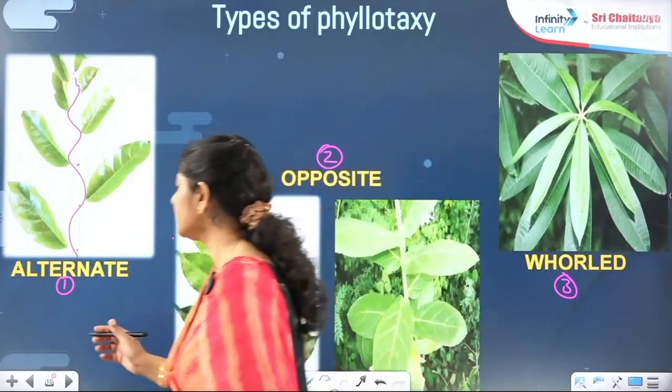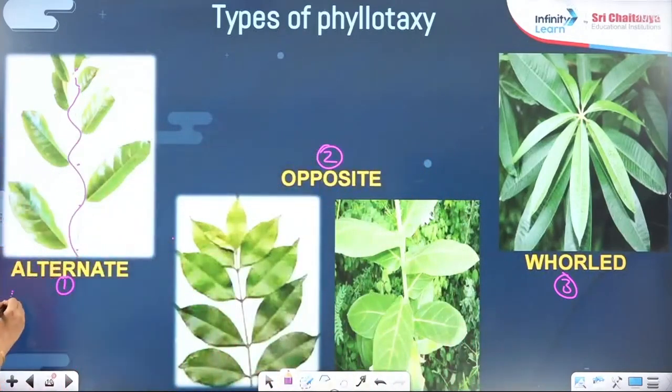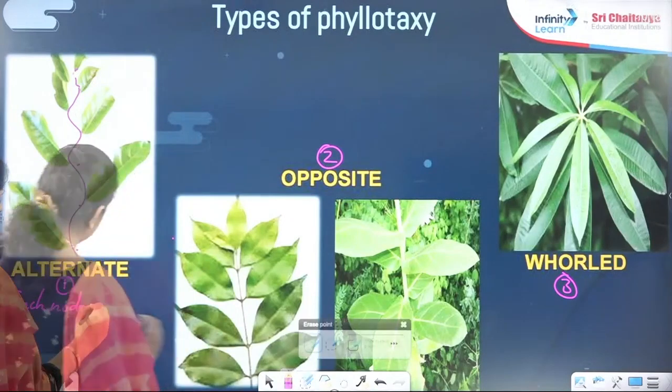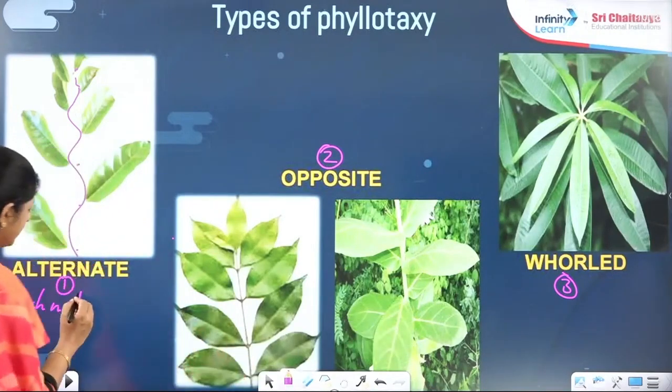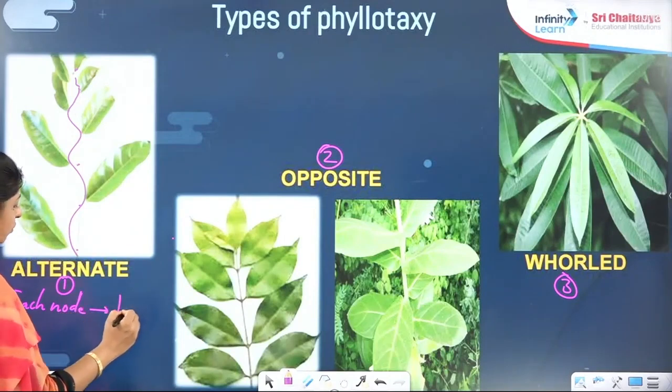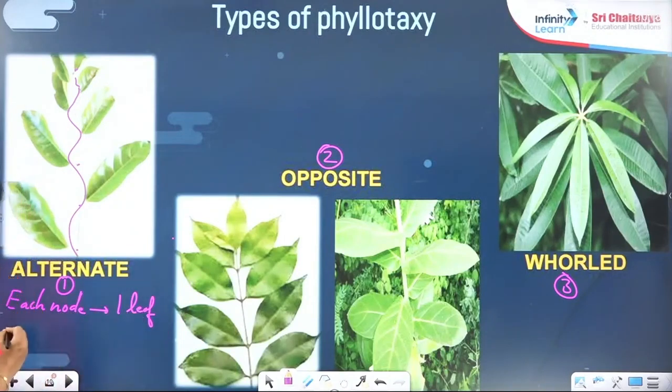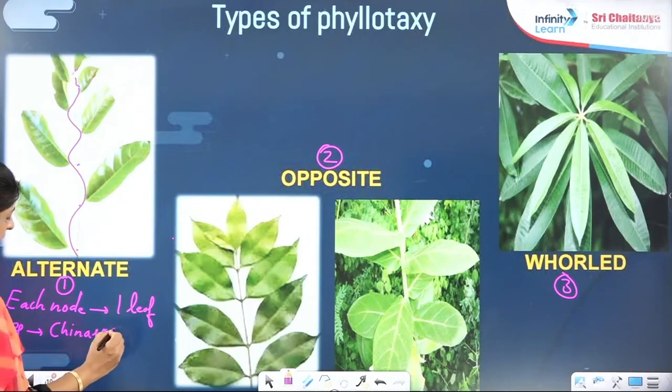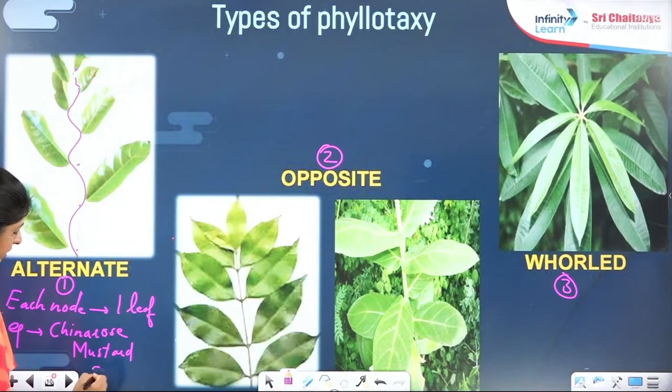Now do remember, in alternate type of phyllotaxy, each node will carry, right? So here each node will carry one leaf. Here examples will be of China rose, mustard, and sunflower. These all examples are from your NCERT book.